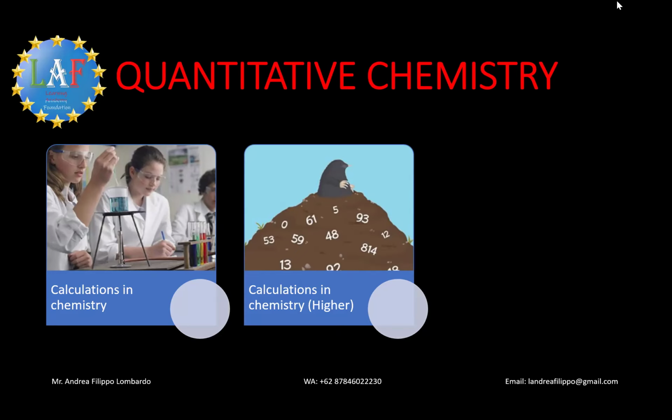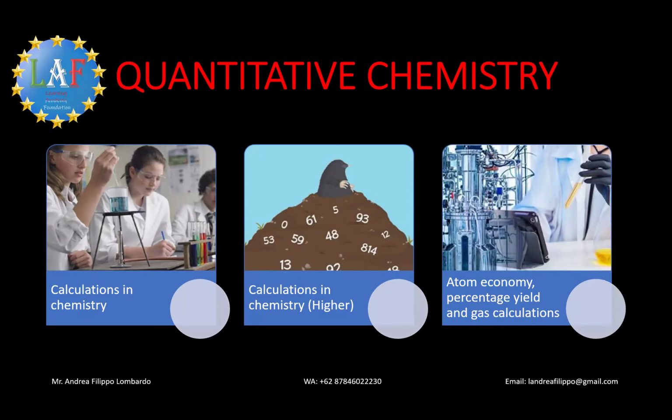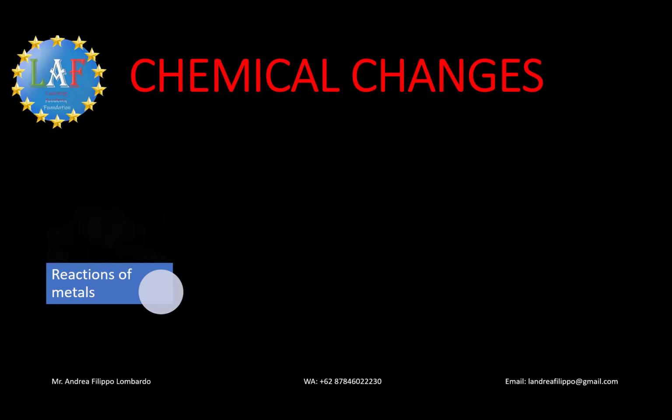The mass of product depends upon the mass of limiting reactant. Percentage yield and atom economy show how much desired product is obtained compared to amounts of starting materials. Gas calculations show volumes of gas used and obtained in chemical reactions. The next section will be about chemical changes.